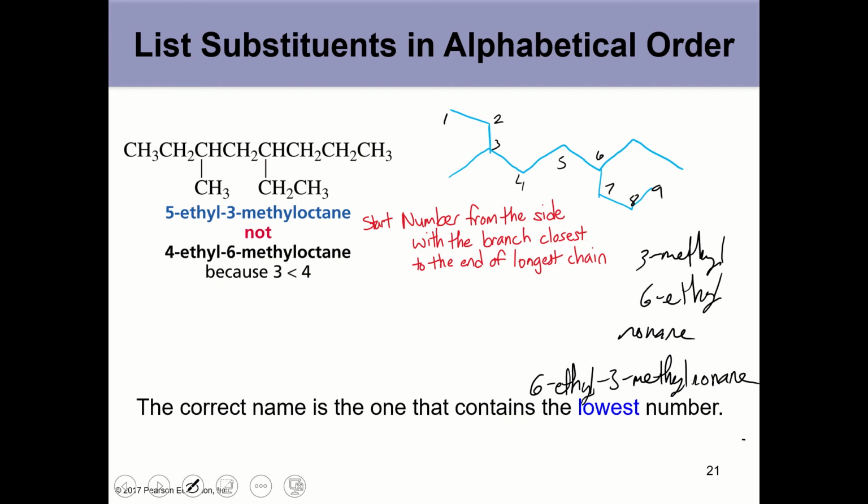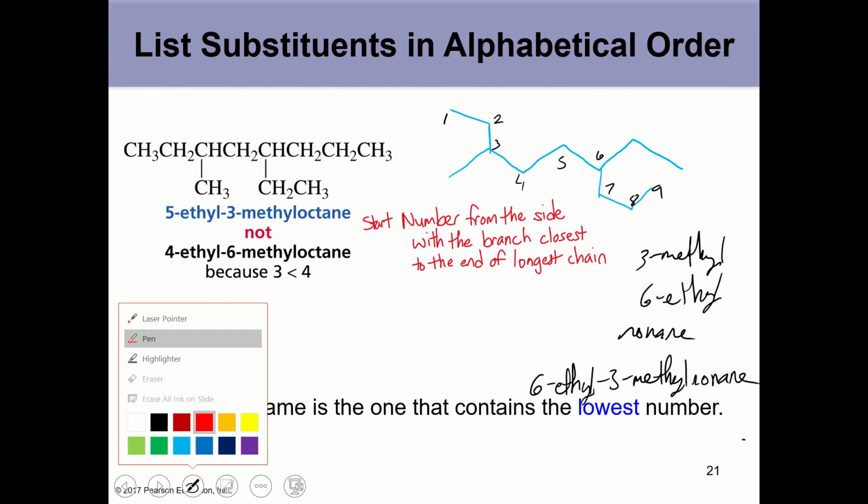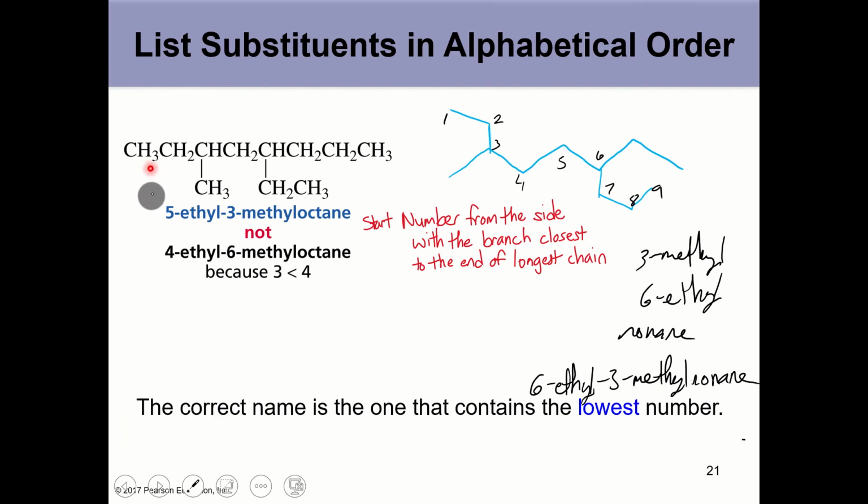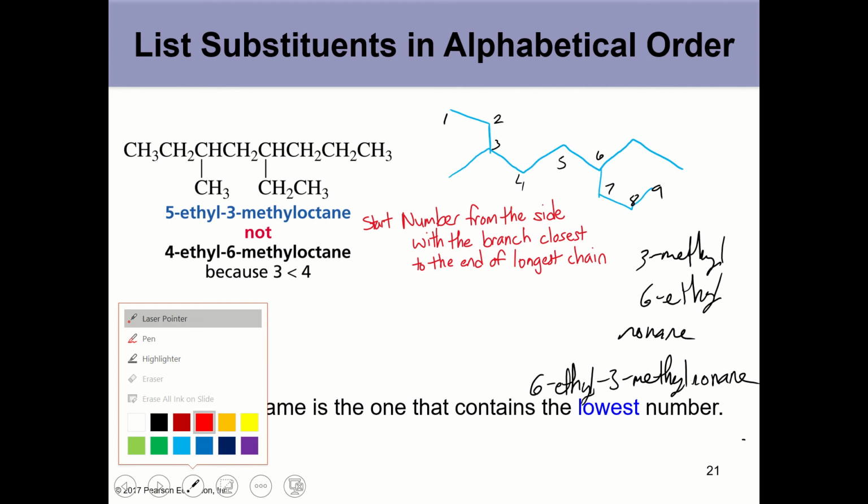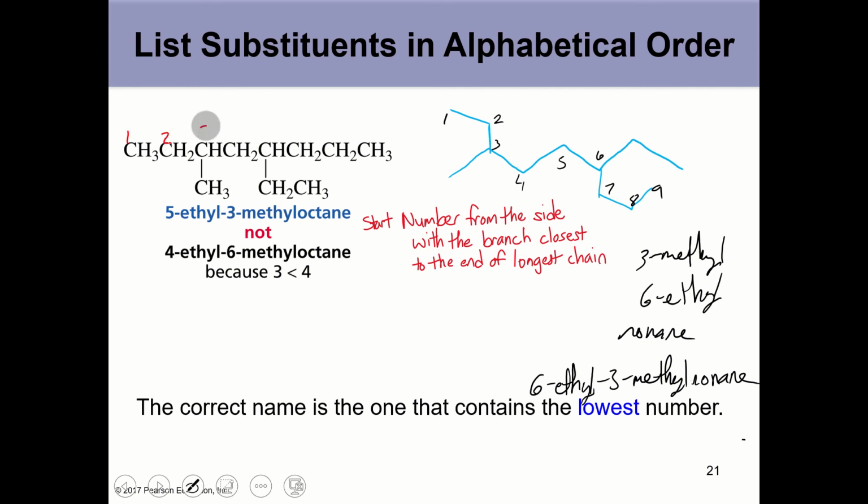Now, listing our substituents in alphabetical order is the next rule that we're going to follow. So for their example, the longest carbon chain is 8 carbons. 1, 2, 3, 4, 5, 6, 7, 8. And I numbered from the right because this is 2 and this is 3, so 2 is less than 3, I number from the right. That gives us a branch at carbon 3, and at carbon 3 we have a methyl group, so 3-methyl.